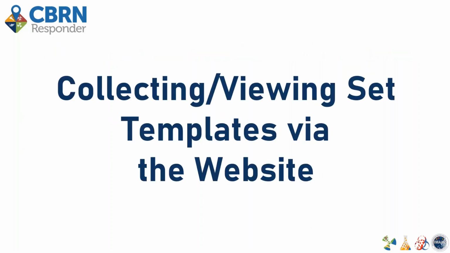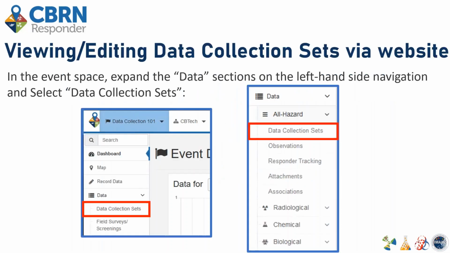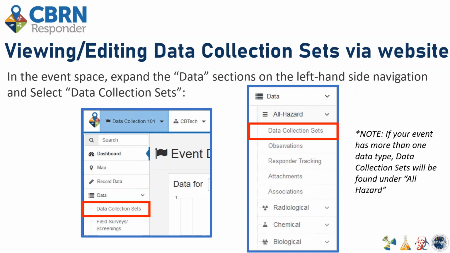And that brings us to collecting and viewing set templates via the website. In the event space, expand the data section on the left-hand side navigation and select data collection sets. Note that if your event has more than one data type, data collection sets will be found under all hazards.